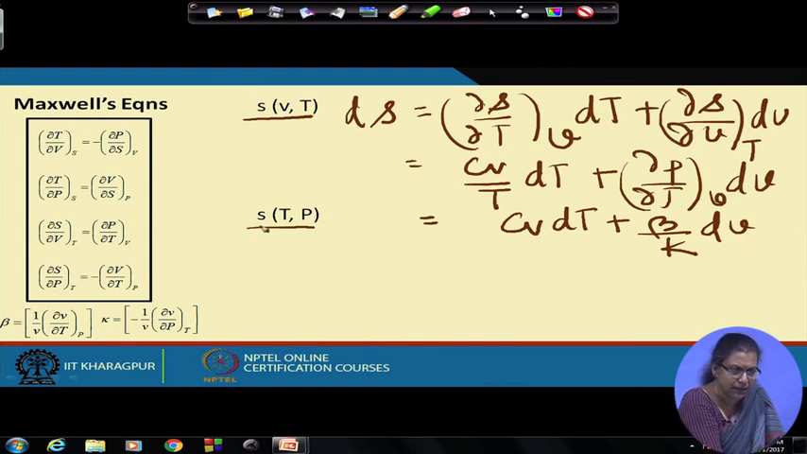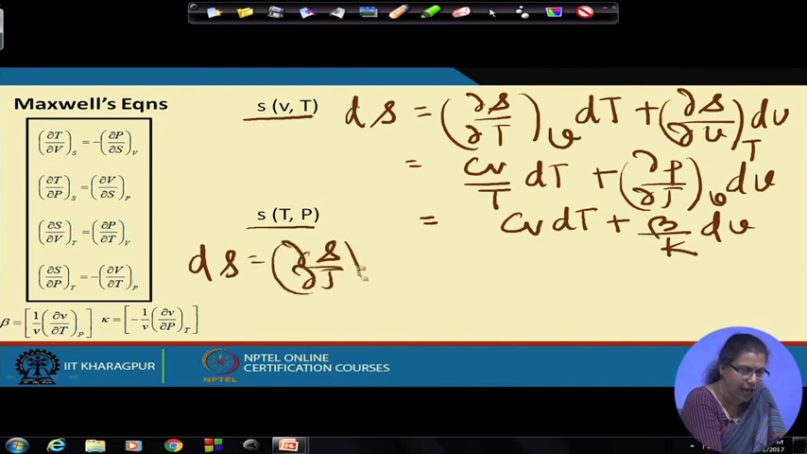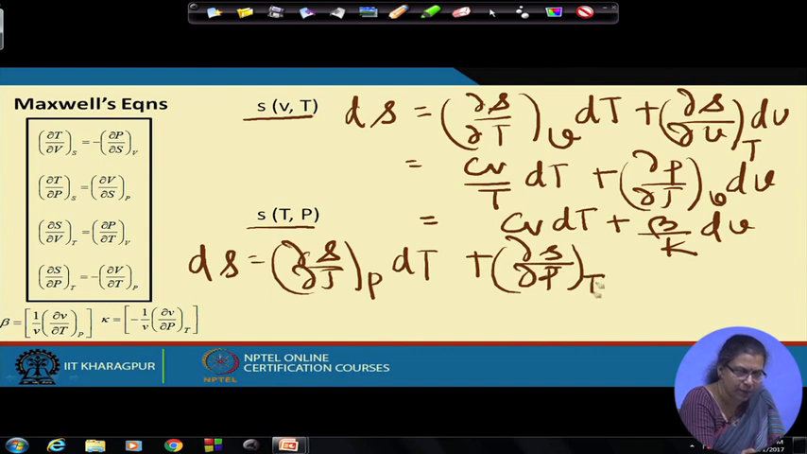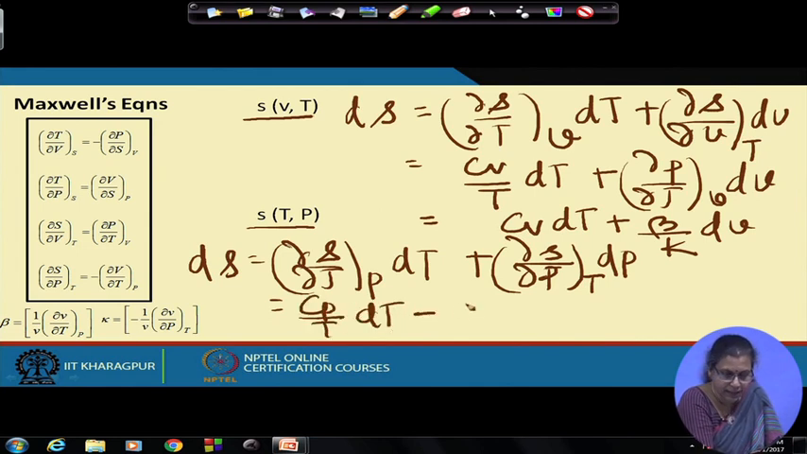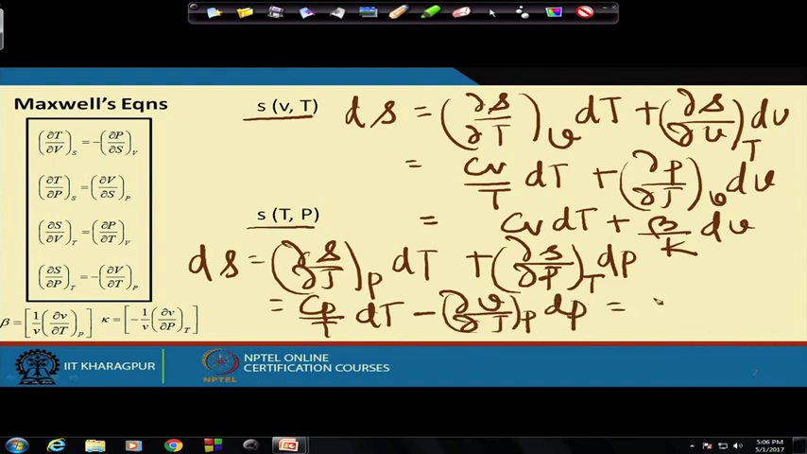And if we would like to find entropy in terms of temperature and pressure, sorry, I had mentioned volume, it was pressure. So I can write it in terms of temperature and pressure, and in this case it becomes Cp by T dT minus del V del T at constant P dP, which can also be written as Cp by T dT minus V beta dP.